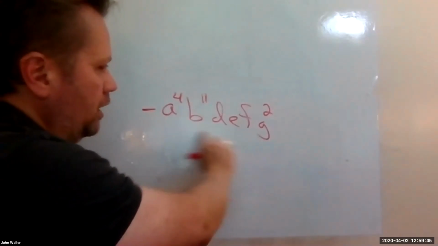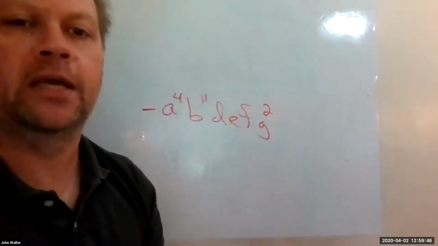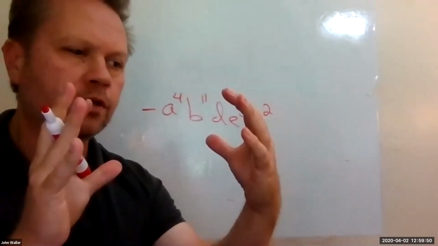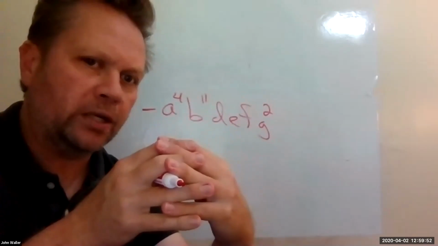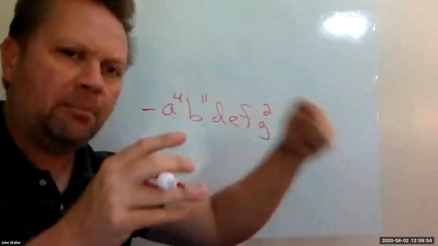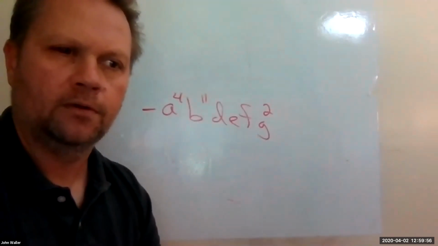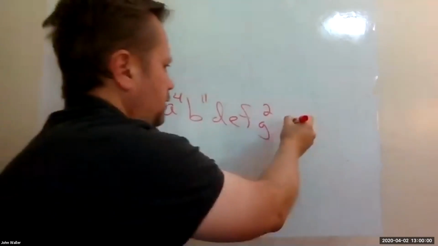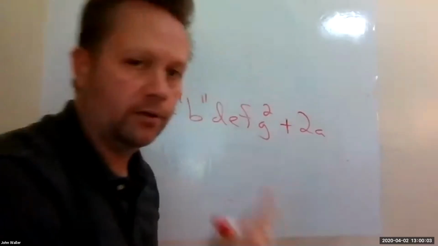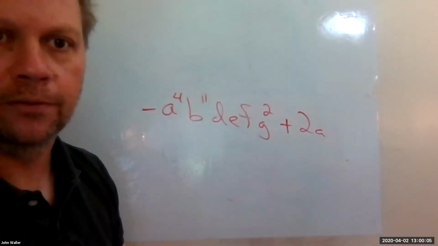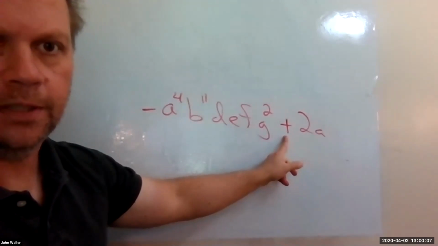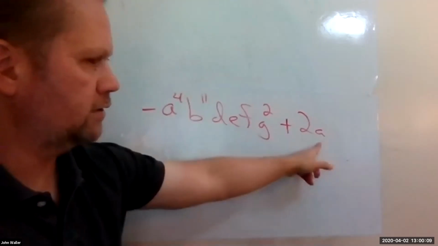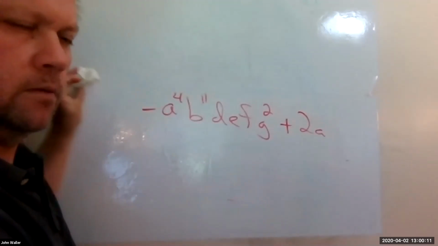What's the only operation in this whole thing? Multiplication. So terms are held together by multiplication, and then they're separated by plus and minus. So the minute I do this, oh, now there's two terms. Now it's a binomial because there's a plus. There's a term and there's another term.